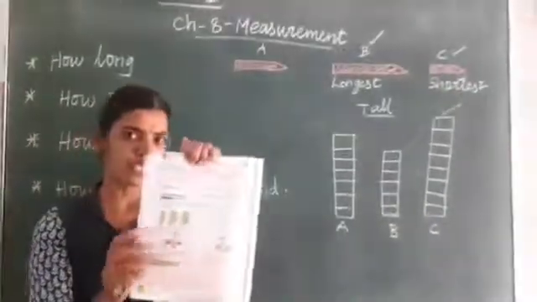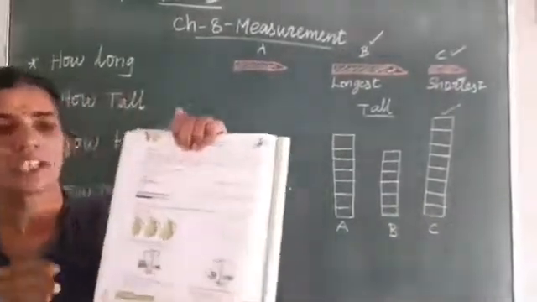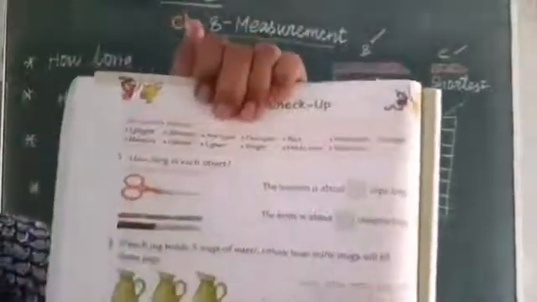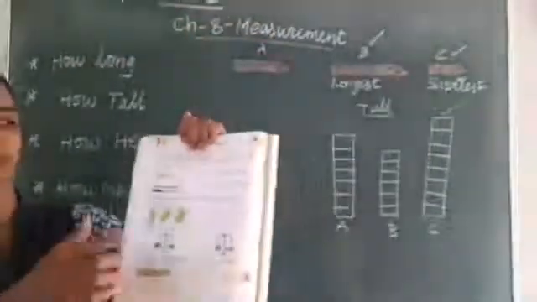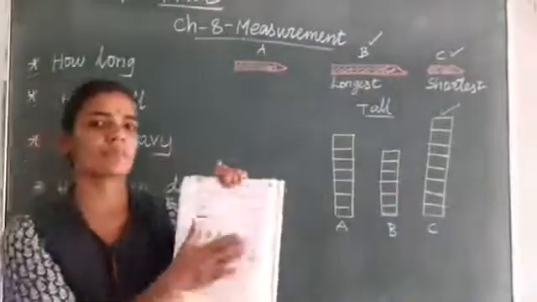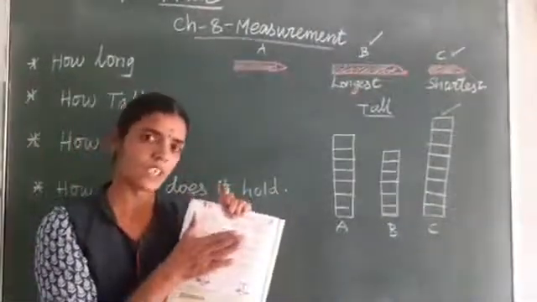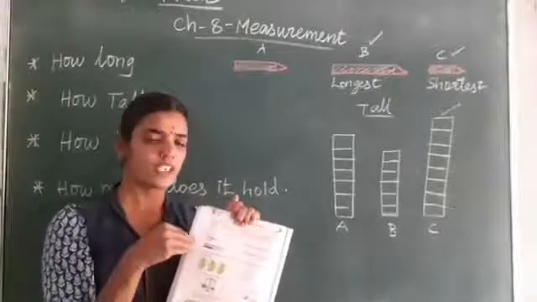Then at last, in every chapter, at the last there is a chapter check up with sums. All model sums are given here. So you have to practice these chapter check up sums. In this chapter check up, all types of problems are in your book itself.